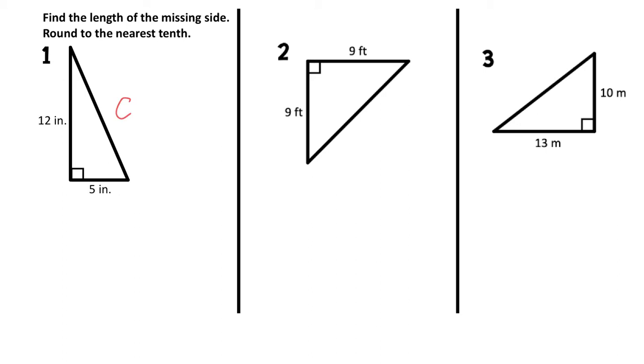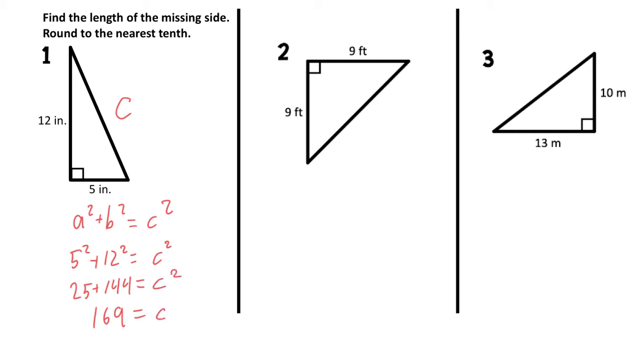So we are going to use a squared plus b squared equals c squared, or 5 squared plus 12 squared equals 25 plus 144, which is equal to 169. Now that 169 is equal to c squared. So to get c by itself, we will need to take the square root of both sides. Now, the square root of 169 is 13. So the missing side length is 13 inches.